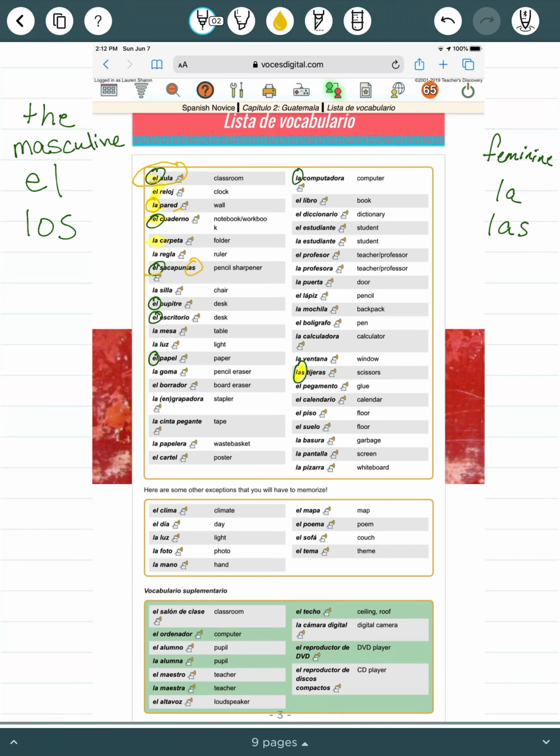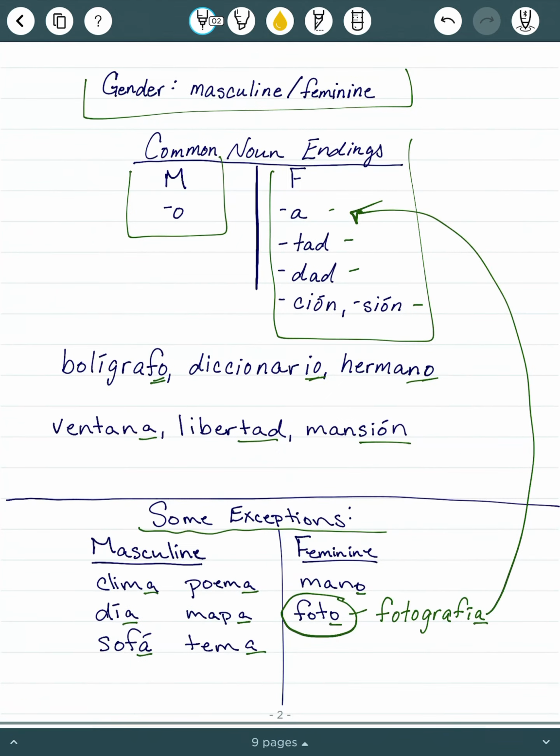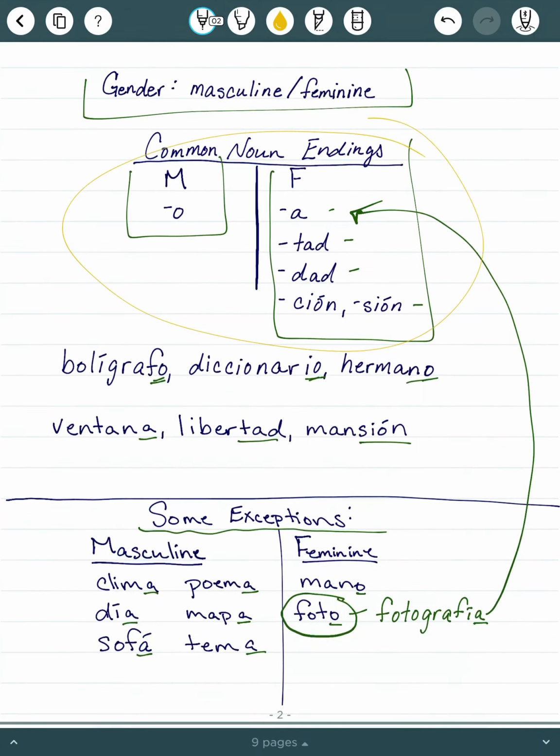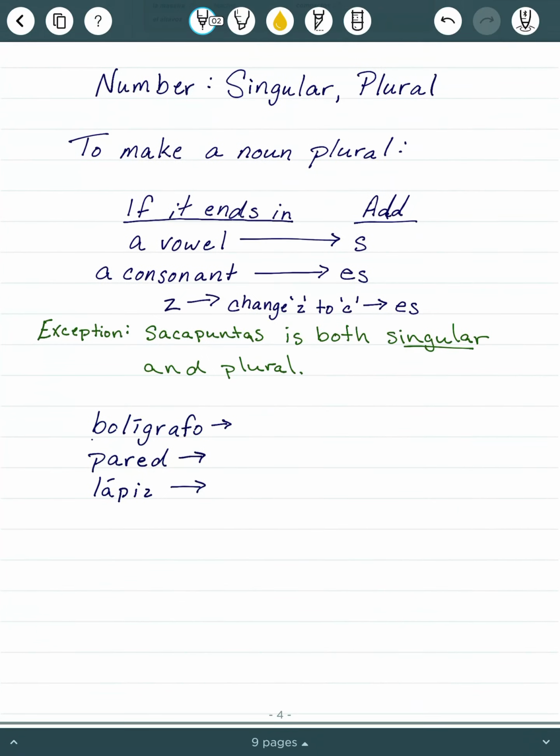So anytime you come across one that doesn't have those typical endings, then just specifically spend some time. Say those words out loud. Make some flashcards if that's something that helps you. And you just specifically need to work on memorizing those. So absolutely spend some time with this list of exceptions here. Anything that you see is not obvious from that list of endings, spend some time on those. So that's masculine and feminine, and just keep practicing that. It will begin making sense as you get into some practice here.